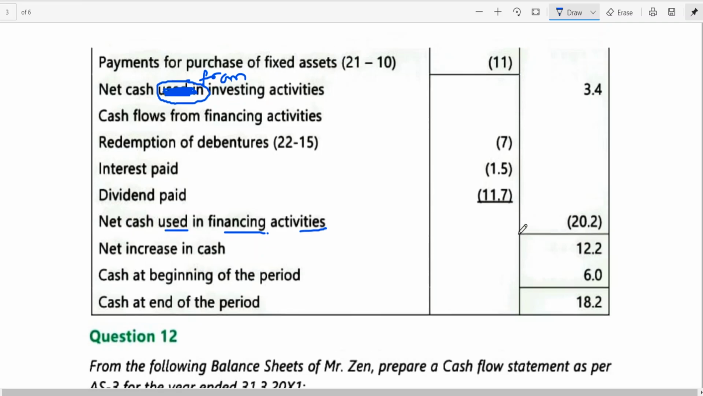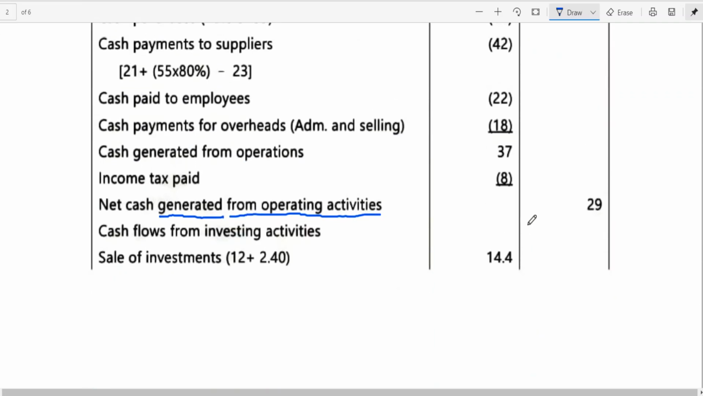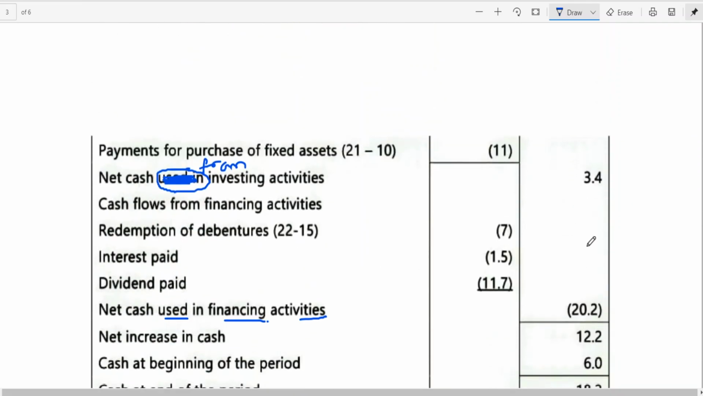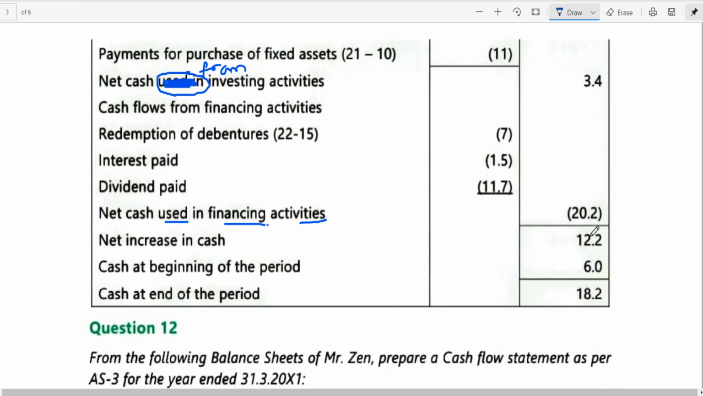So now you look at the totals here. Take the calculator: 29 crores, then you subtract 20.2, and 3.4 positive. I think we are having a net increase in cash, and the net increase in cash is 12.2 crores. And then cash at the beginning of the year.